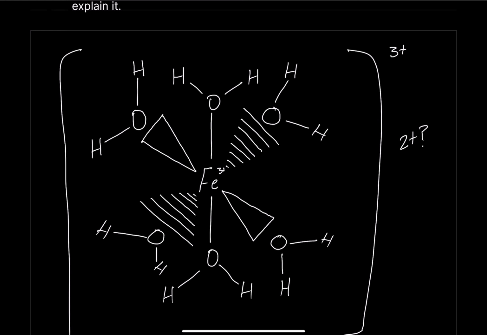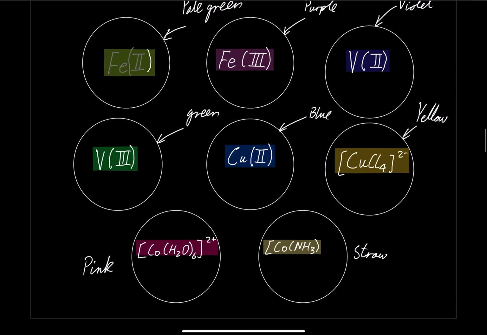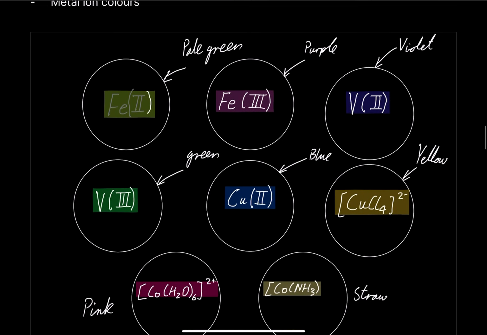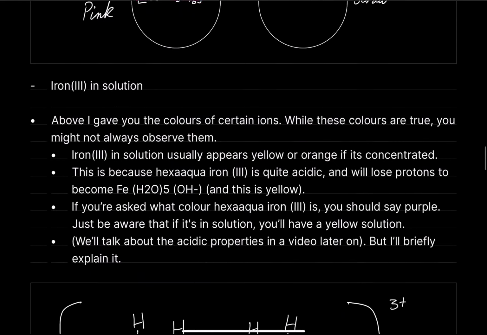Now, I want to make it very clear, the biggest thing here is about the charge. The charge is all that makes a difference. So higher charged transition metal ions are more likely to be acidic in solution in comparison to less positively charged transition metal ions. And there's a reason for this.